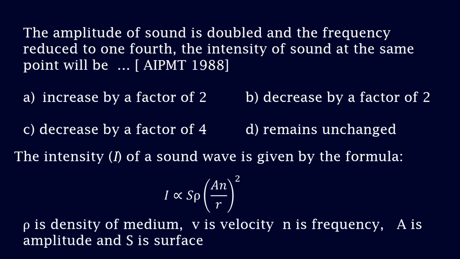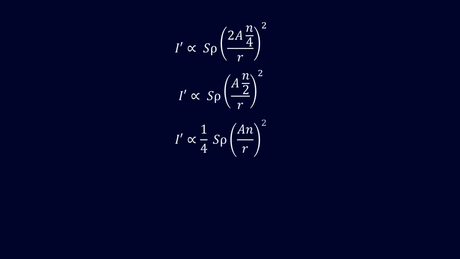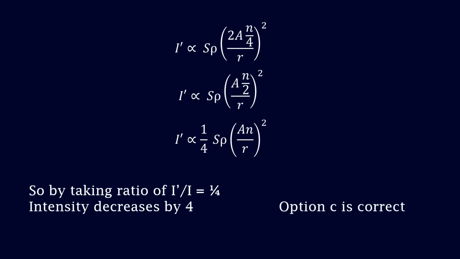Now, replacing A by 2A and the frequency n by n by 4, we get I dash proportional to 1 by 4 S rho into (A n upon R) whole squared. Therefore, if we take the ratio of I dash to I, we get I dash upon I equals 1 by 4. Intensity decreases by 4.